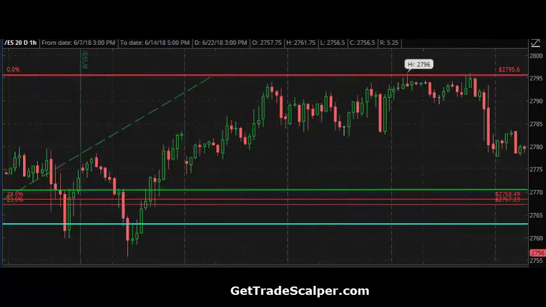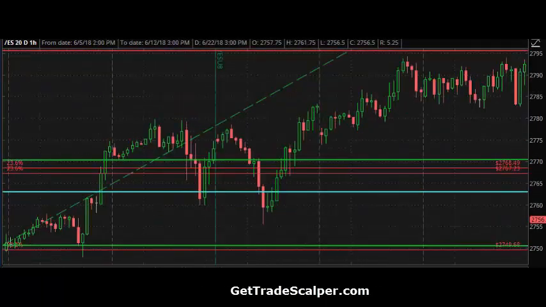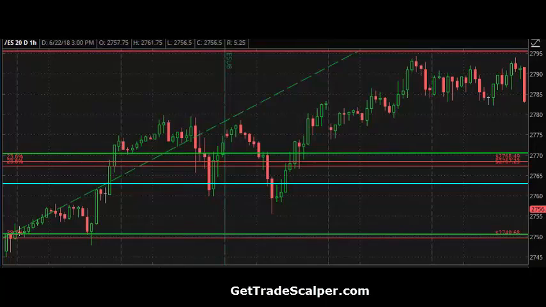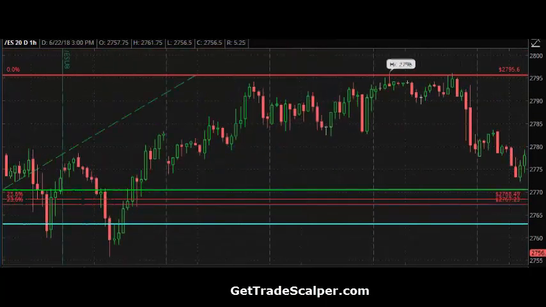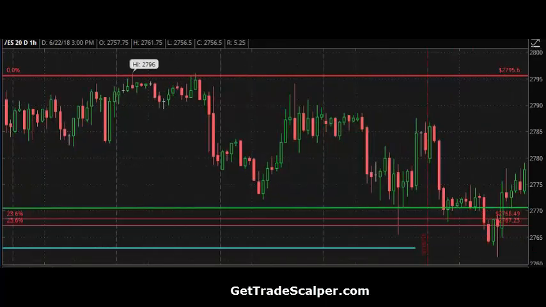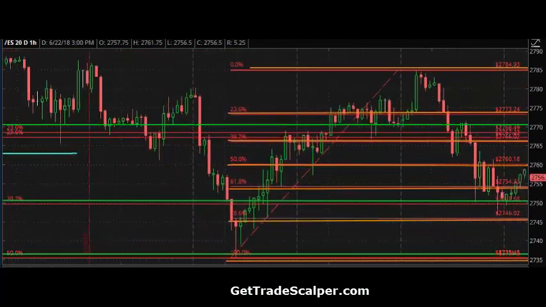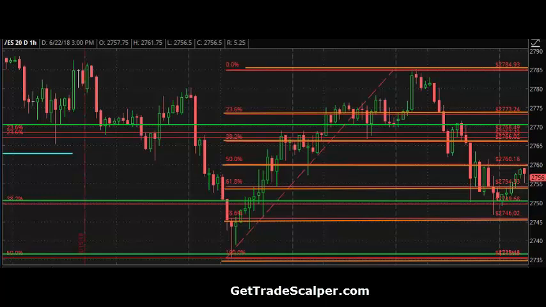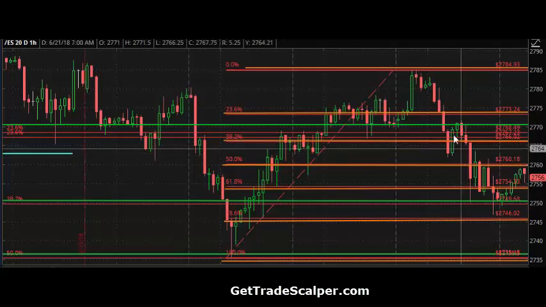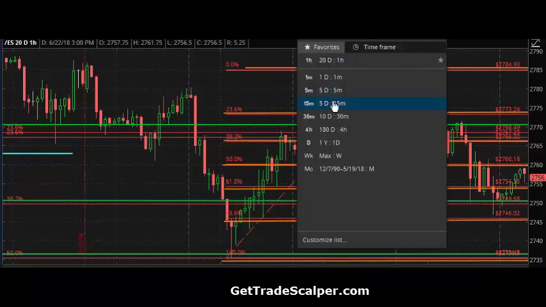And so having this information in advance greatly helps your trading. And if you're not using fib levels, you should be. You should be. Now, this area on the right, what I did was I drilled in a little further and went from the 1 hour chart to the 15-minute chart.